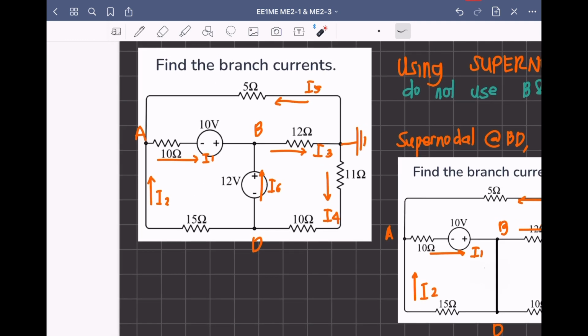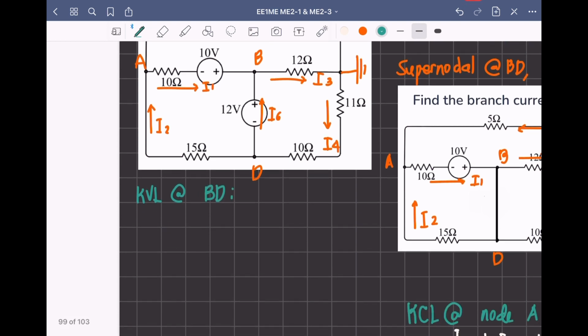And after all the KCL, syempre, ang next option natin is to do KVL. So, KVL saan? At the supernode. Okay, KVL at BD. I-include ngayon natin sa analysis yung ating voltage na inales. Ano? So, pag nag-KVL tayo using nodal principle, that would be VB, okay, plus 12 minus VD equal to 0. So, rearranging the terms, you have here VB minus VD equals negative 12.